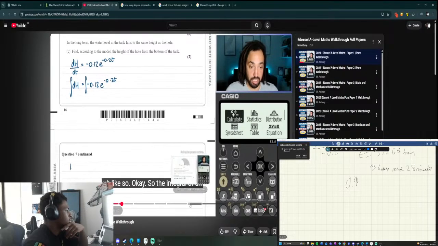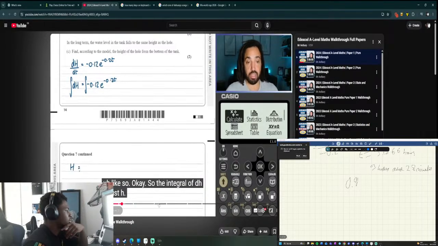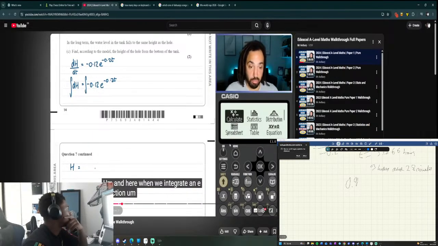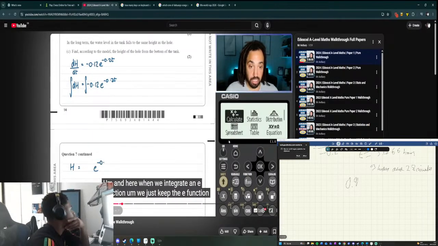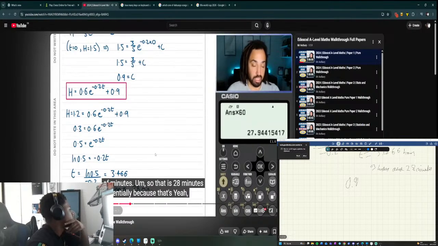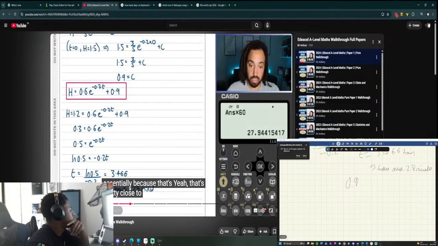The integral of dh is just h. And here, when we integrate an e function, we just keep the e function exactly the same. And of course, we're going to get a plus c eventually.